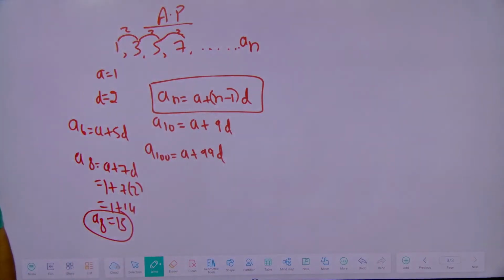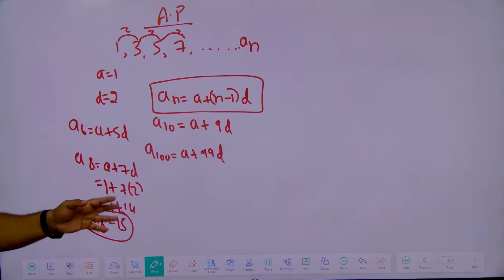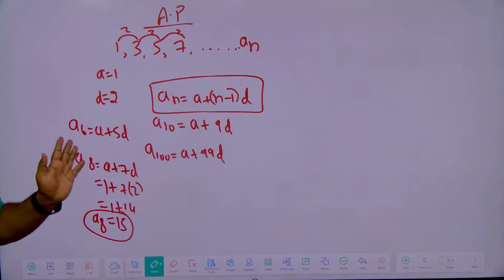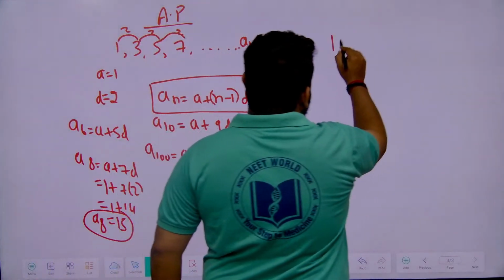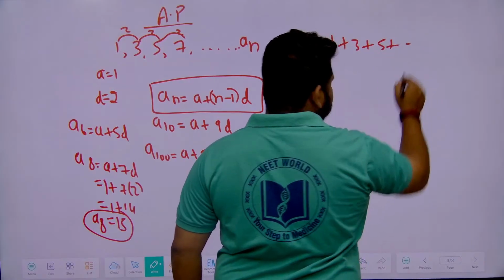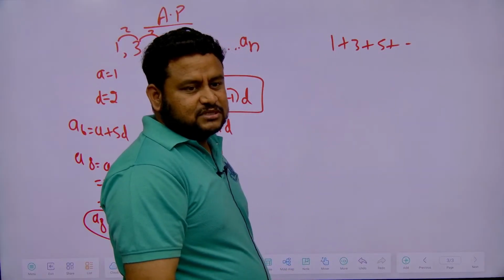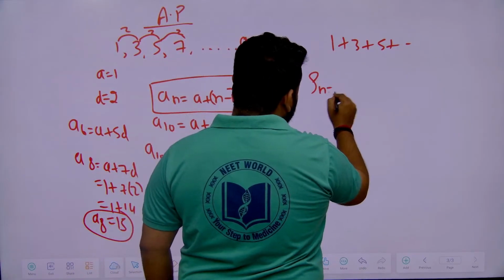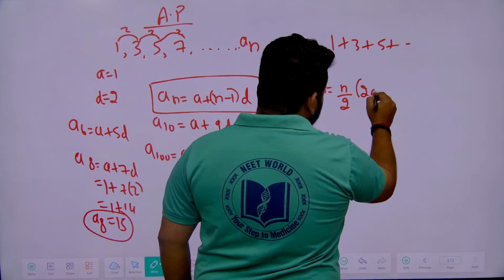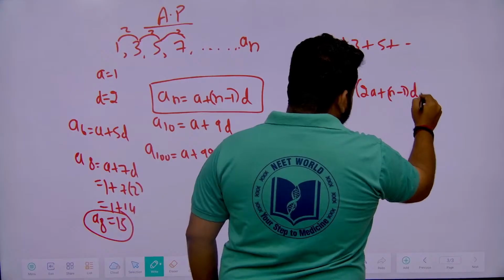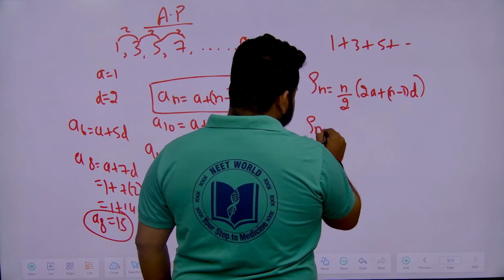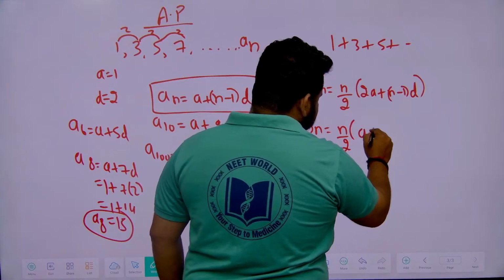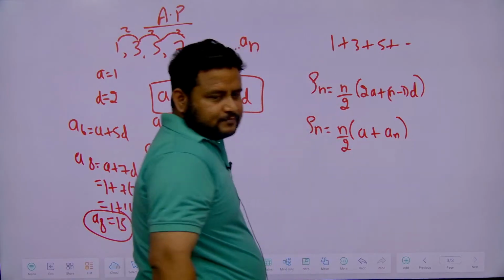This is the An formula. Next, they have given a sequence, but if they give a series, it is the sequence only, but in between the terms they will give plus and minus, or only plus, or only minus. Suppose they give 1 plus 3 plus 5, like this. How do we find the sum of n terms? We have two formulas. One formula is Sn is equal to n by 2 into 2a plus n minus 1 into d. Another formula is Sn is equal to n by 2 into a plus an, where an means the last term.